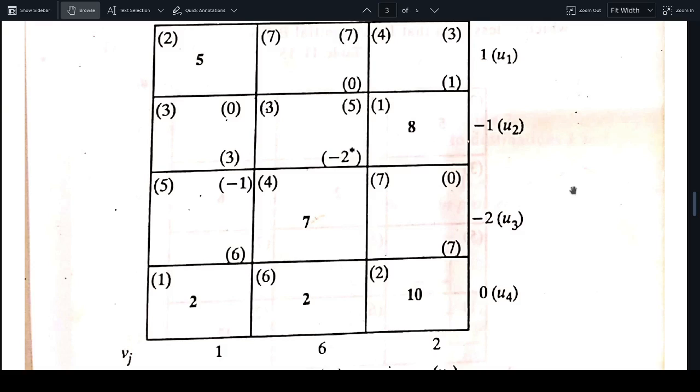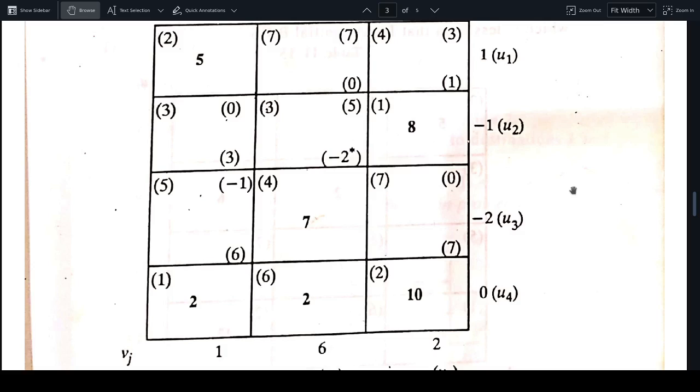So how to find the value of Dij? You write here: the formula for Dij will be Cij minus (Ui plus Vj), right? Cij means the cost of that cell. We calculate Dij for all unoccupied cells and you write Dij at the lower right corner. So here you see 7 minus 7 is 0, then 4 minus 3 is 1.